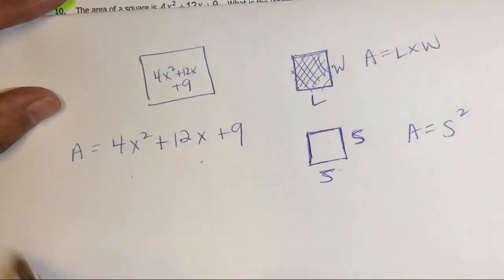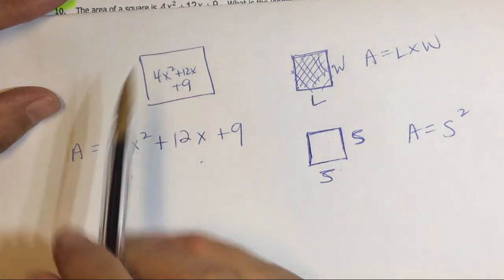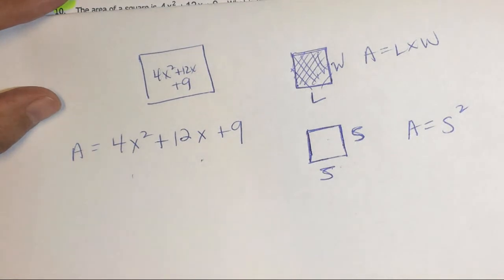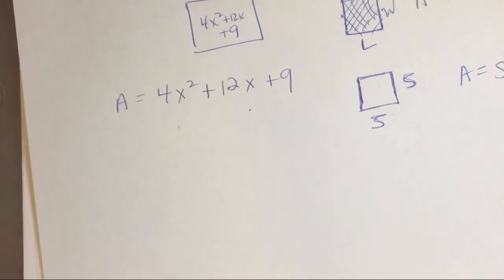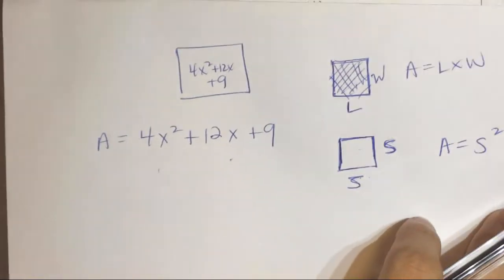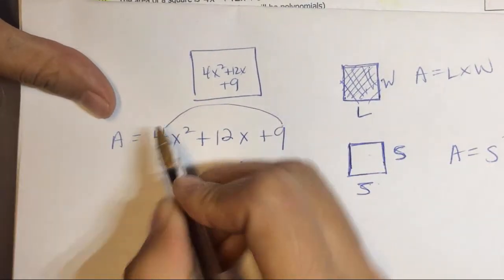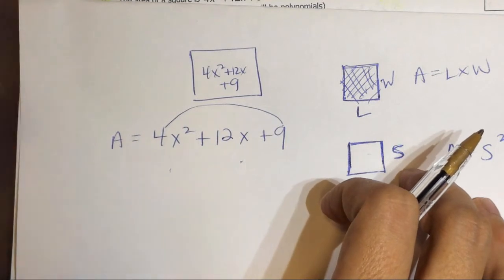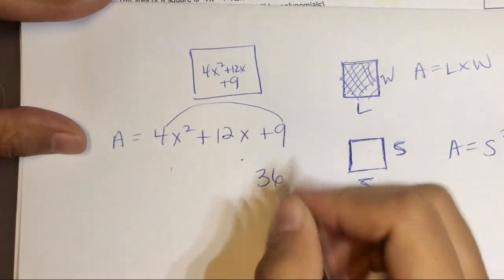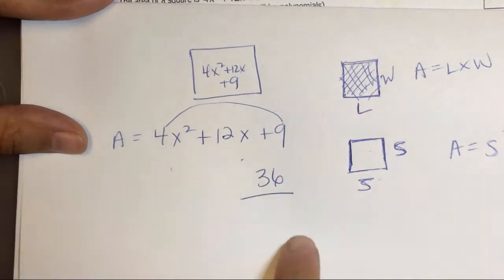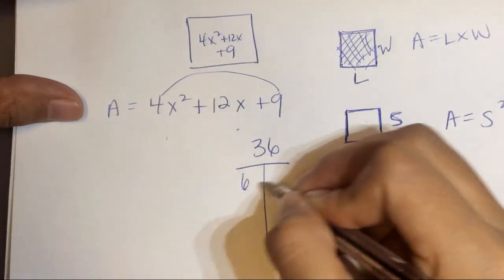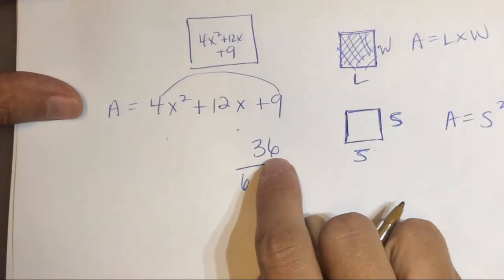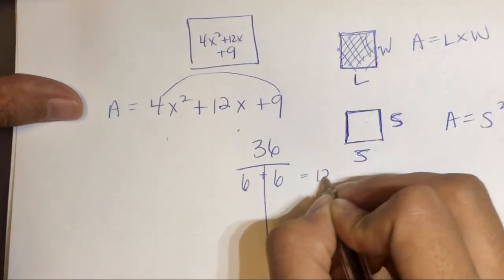Now, first things first, always look for your GCF. Do they have anything in common? There's no number in common and there's no x in common. So I'm going to try to split the middle. How I'm going to do that is I'm going to multiply my a times c. So 9 times 4 is 36. Now I ask myself, what are my factors of 36 that add up to 12? The first thing that comes to mind is 6 and 6. 6 times 6 is 36, and when I add them, you get 12.